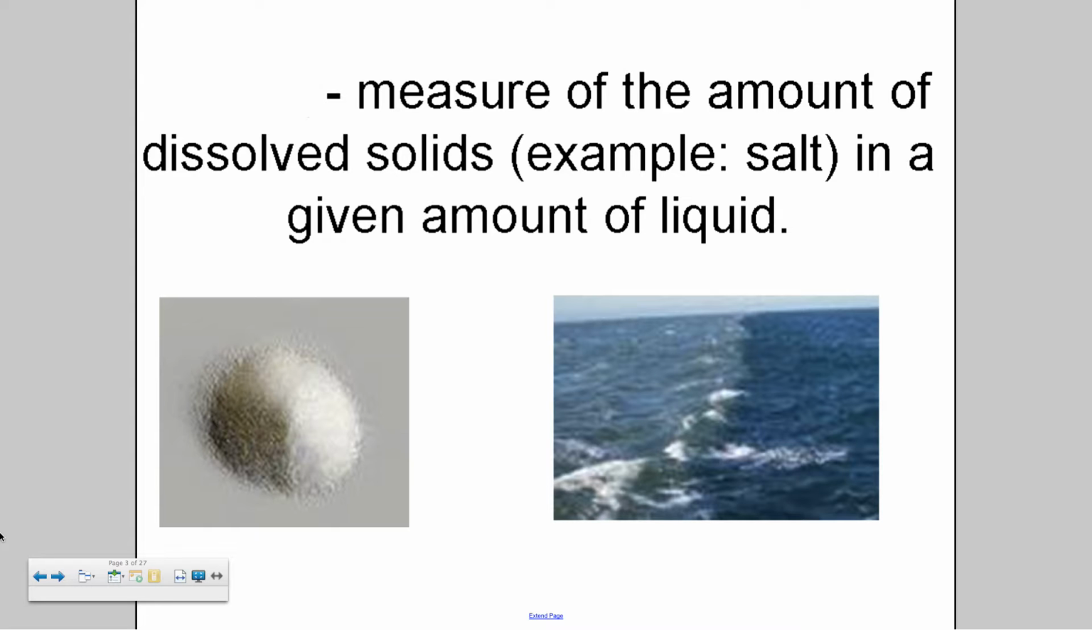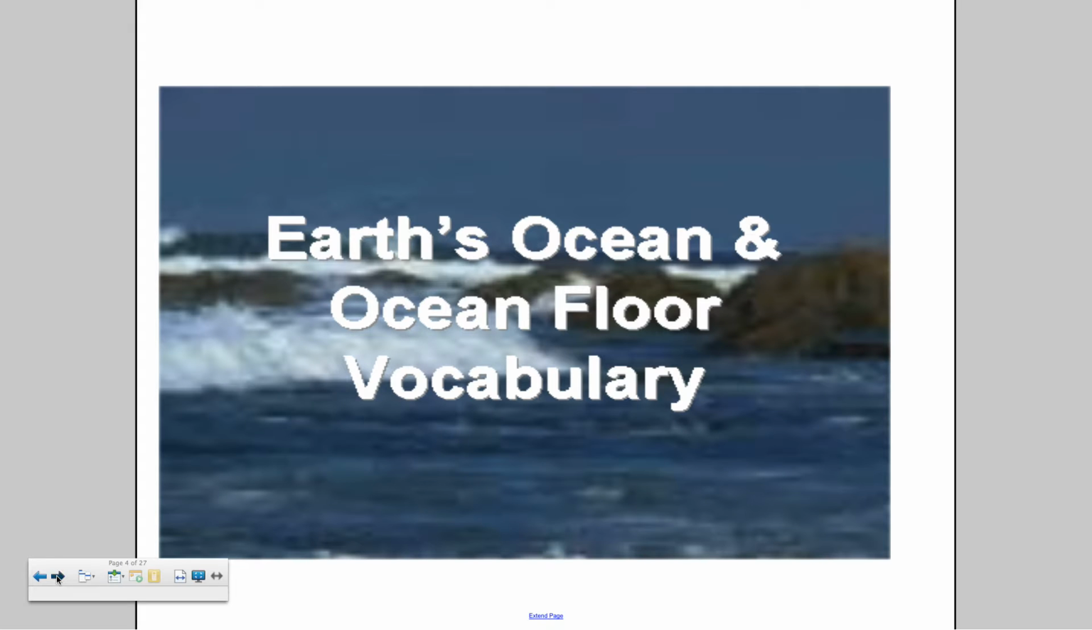This is the measurement of the amount of dissolved solids. For example, in our ocean, we have salt. It's the measurement of those amounts of solids that are in any liquid. Bryson, salinity. This is not on your vocabulary. This is just a review. All right, now let's go through your vocabulary.